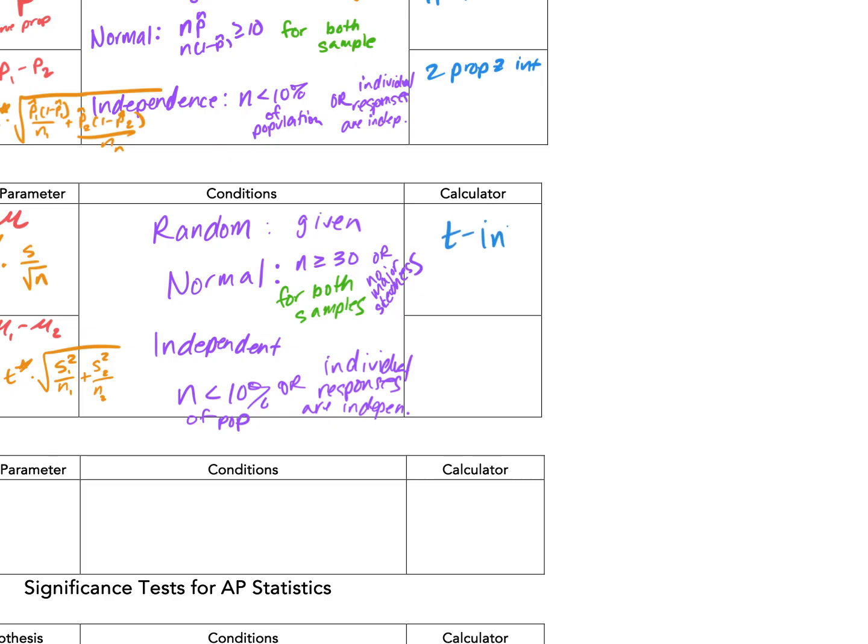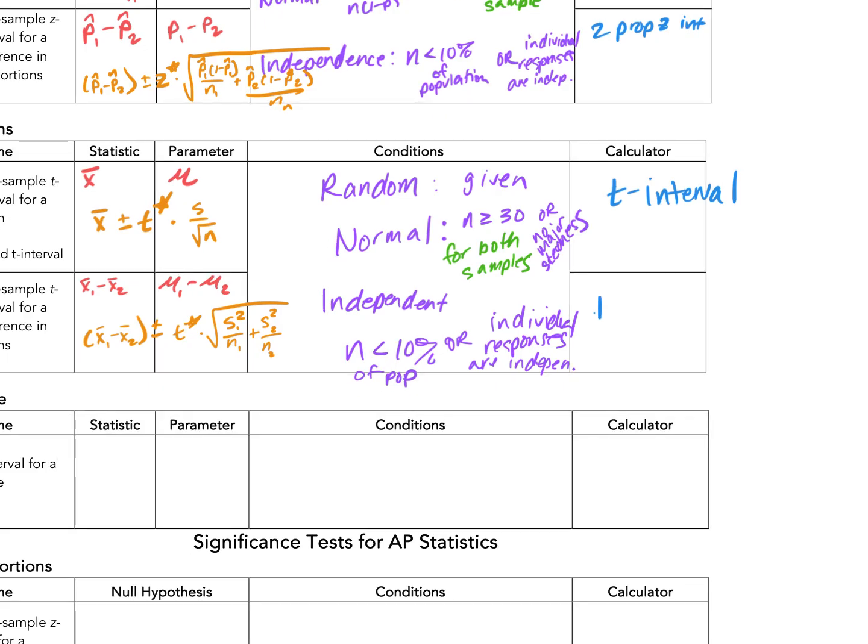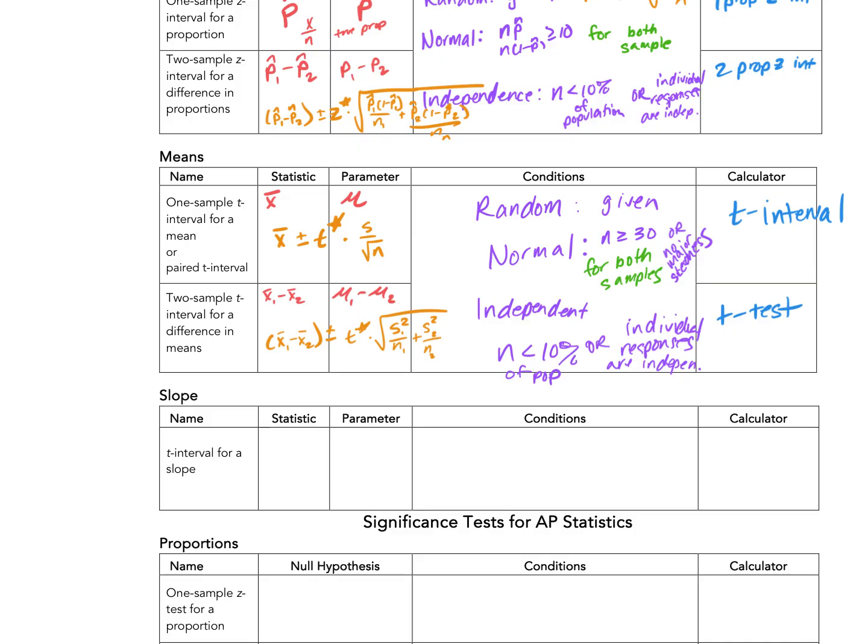In the calculator, this one's a t-interval. This one is a t-test. All right, we do confidence intervals for slope. Your statistic is b, your parameter is beta. We do b plus or minus t star times the standard error of beta, which we get from the table.